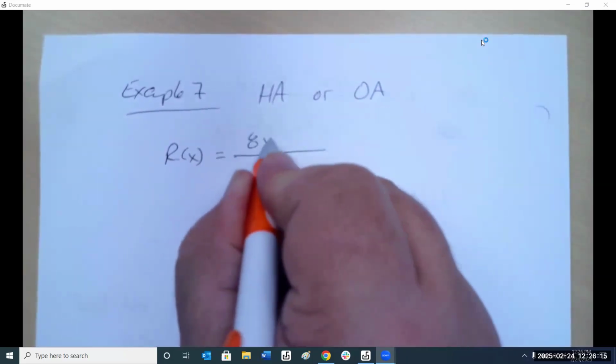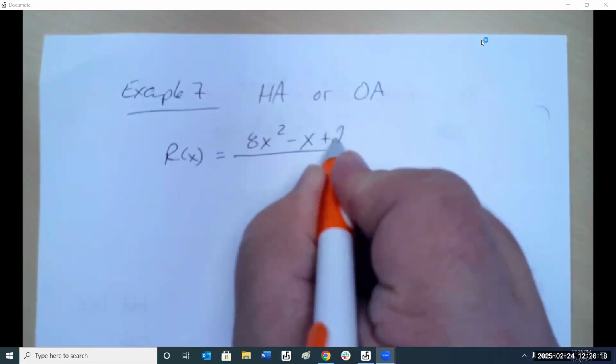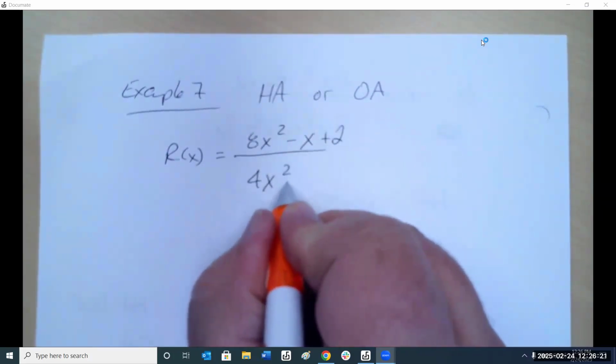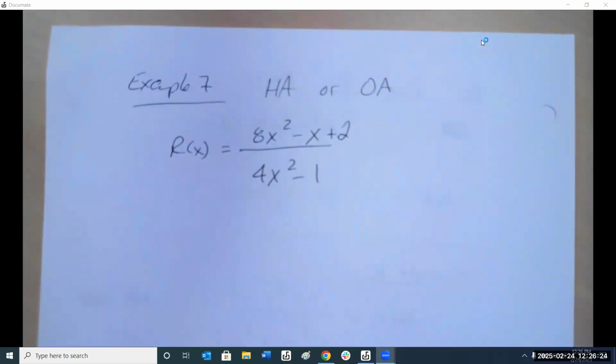All right, we have this example. Tell me whether it's an oblique or a horizontal asymptote, and then find it for me. So is it oblique or horizontal? Horizontal. Why? Because the two exponents are equal to each other.